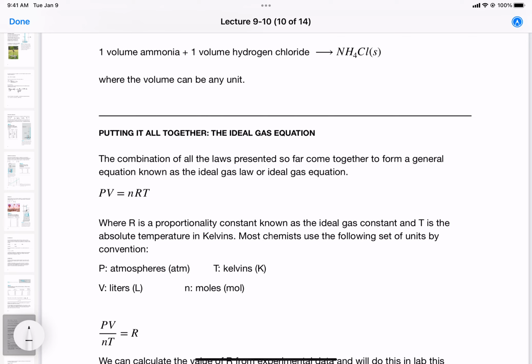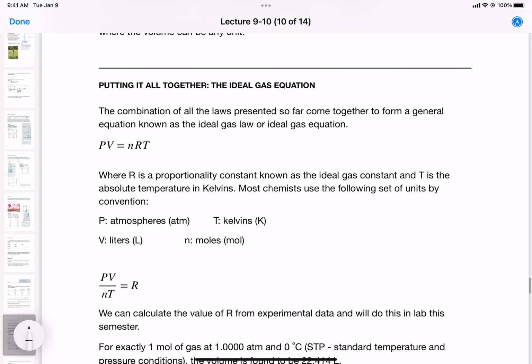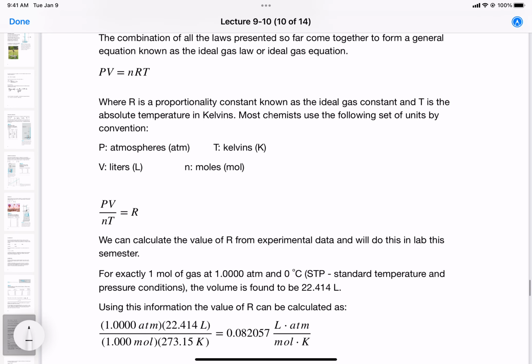Most chemists use the following set of units by convention. Pressure is in atmospheres, T is in kelvins, volume is in liters, and n is in moles. We can actually calculate the R value by using any set of variables that we collect in an experiment. So let's say for exactly 1 mole of gas at 1.000 atmospheres and 0 degrees Celsius, this is what we call standard temperature and pressure conditions.